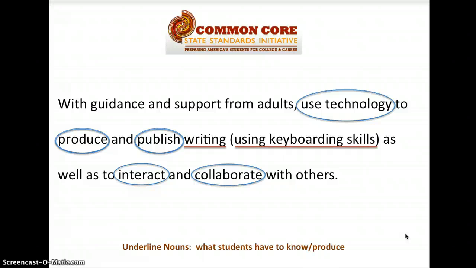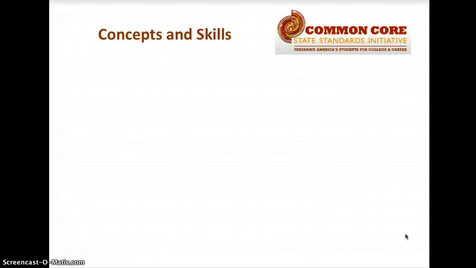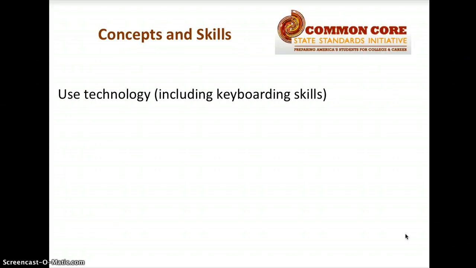The next step is going to be to underline the nouns, what the students have to know or what they have to be able to produce. And in this case, we'll know that they need to be able to produce writing, and they're going to be using keyboarding skills to do that. So you can see here we have our nouns and our verbs already designated. The next step is to take those nouns and verbs and list them separately in terms of the concepts and skills. So for that particular standard, we know that one of the skills is going to be keyboarding skills.